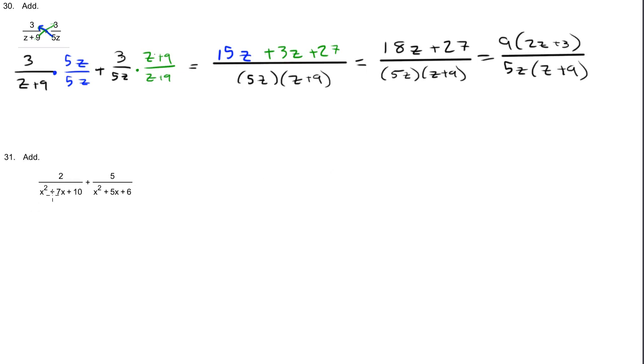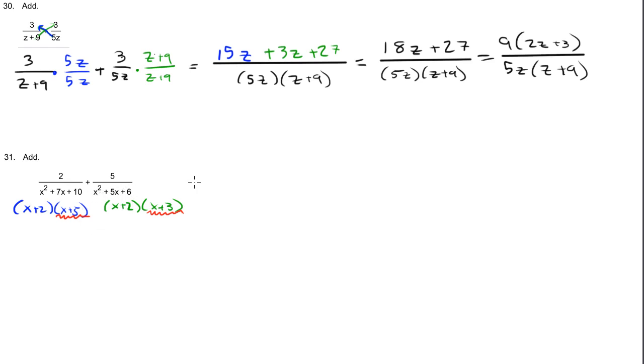Number 31, 2 divided by x squared plus 7x plus 10 plus 5 divided by x squared plus 5x plus 6. We're going to have to factor the denominators here so that we can see what we're working with, and see what's different. X plus 2 times x plus 5 is equal to x squared plus 7x plus 10. X plus 2 times x plus 3 is equal to x squared plus 5x plus 6.